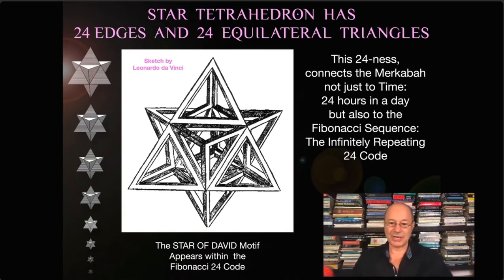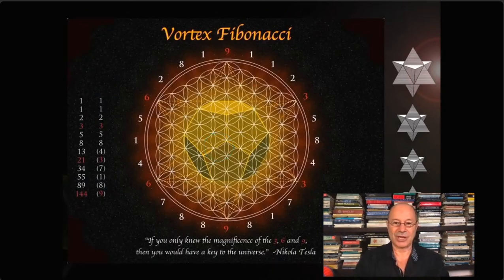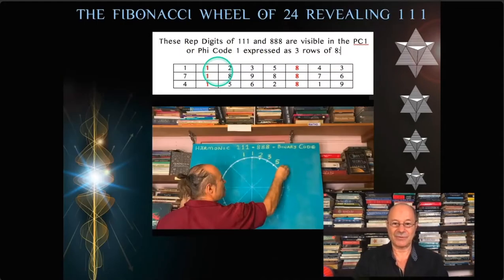So I want to show you how the Star of David appears in what we call the Fibonacci sequence. So when we take the Fibonacci sequence, which goes 3, 5, 8, you add the 2 previous numbers, 5 and 8 is 13. You get a sequence that goes to infinity. We take away the number 9 from all these, reduce them down to single digits, and we get a 24 code. And the sum of all these numbers is 108. It's a 108 code, and I've put it into a circle. But I want to show you where the Star of David appears in this Fibonacci 24 code.